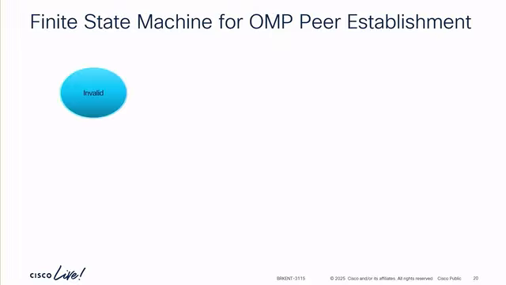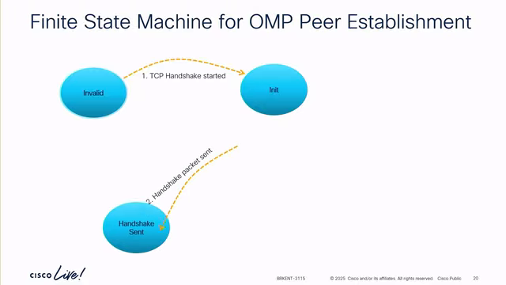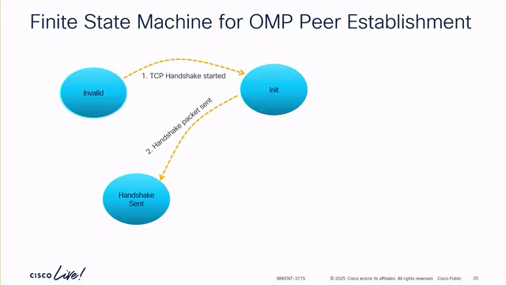OMP peering. Every peer will start with an invalid state, meaning that it has not initiated the TCP connection yet. Once the TCP connection is established, it moves to the init state, and then it sends the handshake packet. If the handshake packet is OK, then it will wait for the remote peer to send the handshake packet. If the handshake packet is corrupted or is not well received by the peer, it sends the alert message and moves back to the init state.